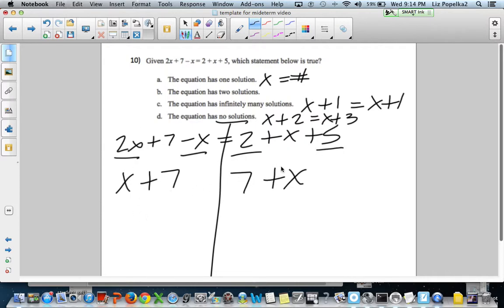So over here I've got an x plus 7. Over here I've got a 7 plus x. It's exactly the same thing. It's very similar to the example I gave you up here. I can put any number in for x that I want.